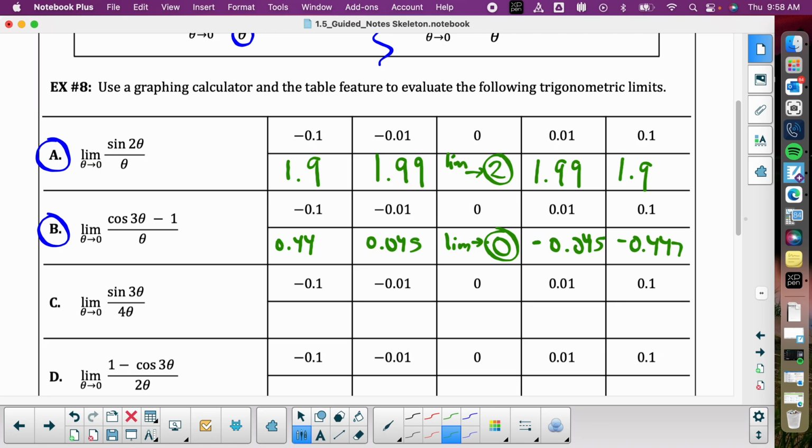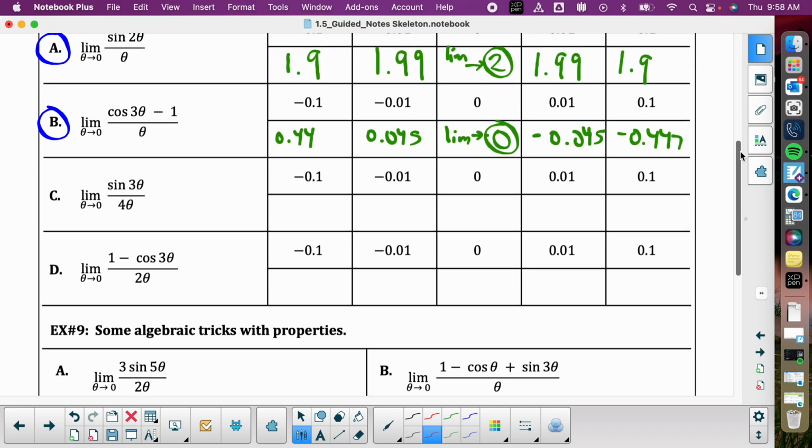Okay. Let's see if somebody knows the answer to C without typing anything in?